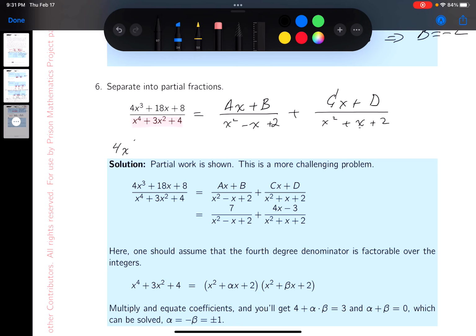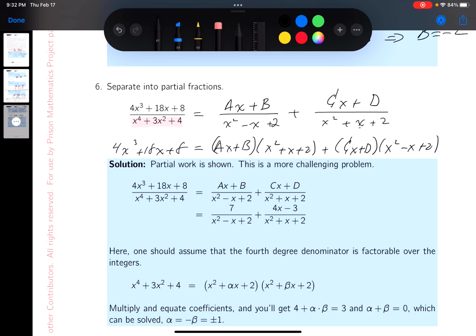4x cubed plus 18x plus 8 equals ax plus b times x squared plus x plus 2, whoa, plus cx plus d times x squared minus x plus 2. Now someone says, what would you do with that? There's really no good values to make everything disappear, but I can make some things disappear.